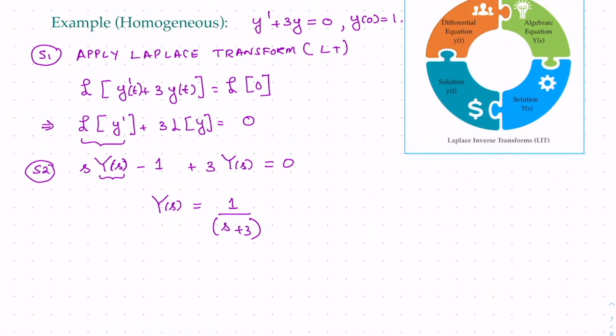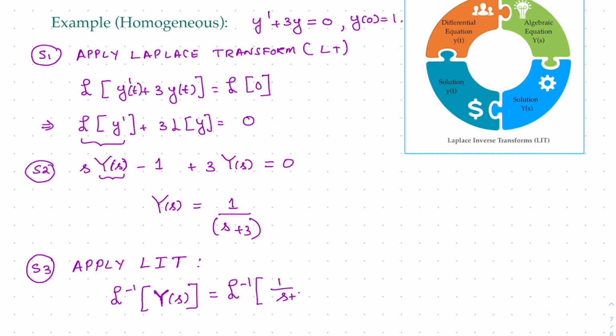Now, what's the next step? Next step is to use the Laplace inverse transform and then find the solution y of t. So let's do that. I'm going to say apply the Laplace inverse transform, right? Let's do it. If I do this, then the left hand side is going to be Laplace inverse of capital Y of s. As I said, that's what we use the cap for, the Laplace transform of the function. And the right hand side is going to be Laplace inverse of 1 over s plus 3.